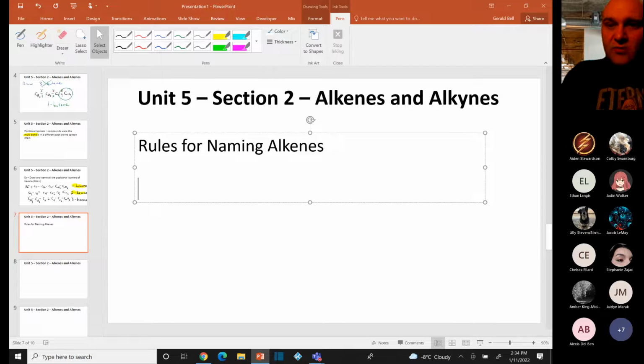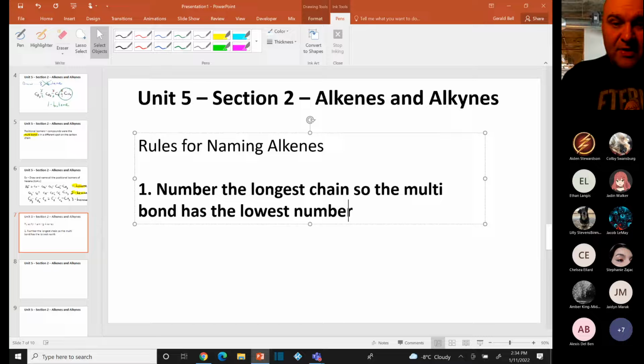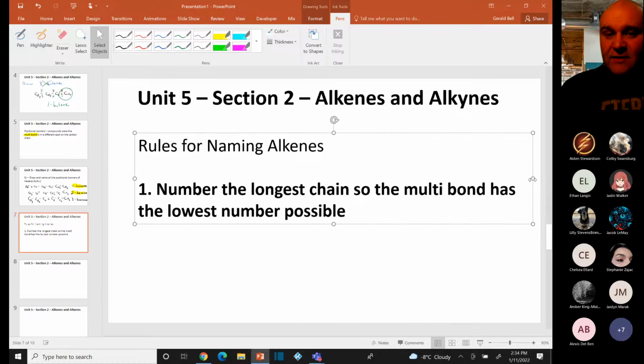Before, when it was an alkane, our rule was you find the longest chain and you name it, and then you number so your numbers for the subgroups are as low as possible. But there's a little exception. So we want to number the longest chain so the multibond has the lowest number possible. And that's it. You just stop. You don't then go back and renumber for the subgroups. You just do it once.